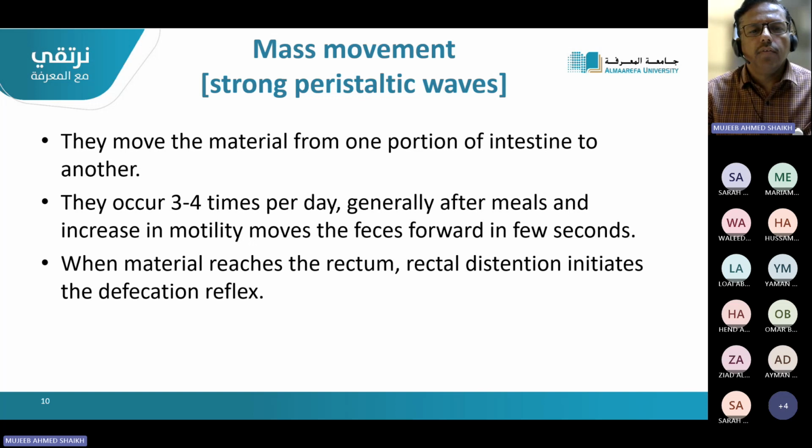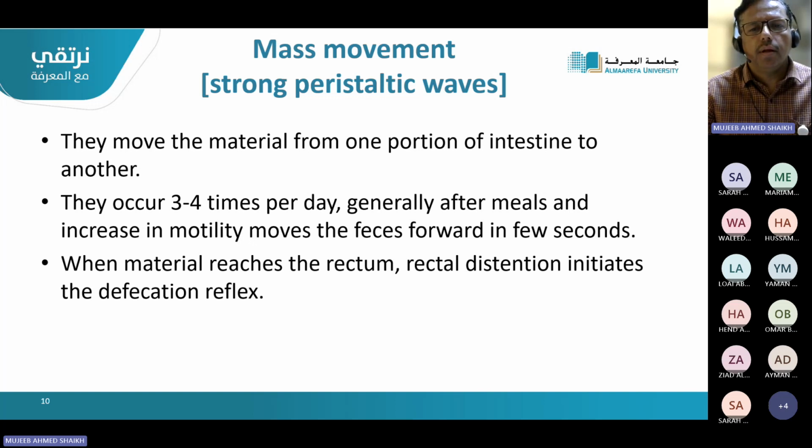And what they will do is throw all their content from the large intestine, the ascending colon, transverse colon, descending colon, the S-shaped sigmoid colon, and the rectum. They will move the content of the large intestine very fast and bring it to the rectum. Suppose this is the rectum.